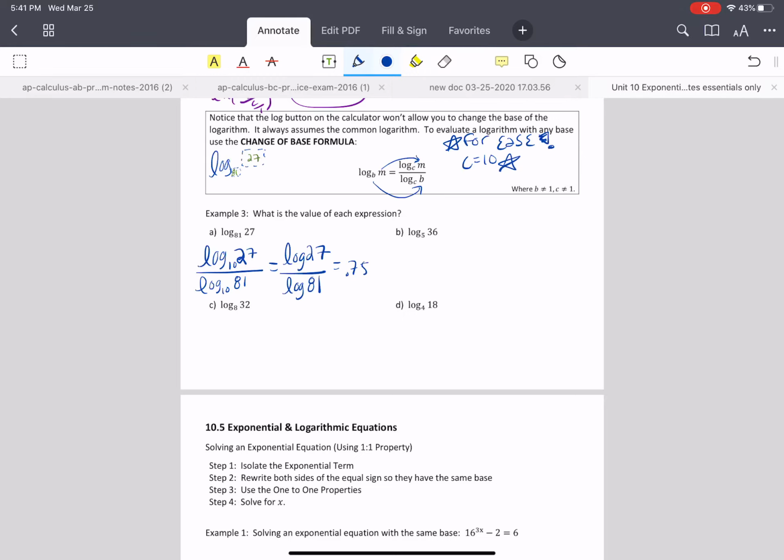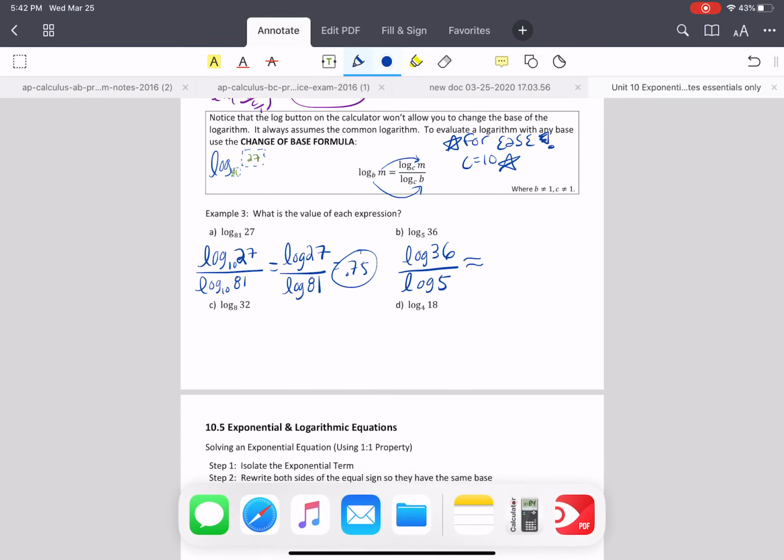And I don't care if you do it decimals or fractions as long as the answer is exact. Okay, let's try one more. So on this one, I would split it into two logs. So log 36, I'm not going to show the first step like I did on A. My common log, if I use c as 10, is just the blank log. So I can just leave it like that. And then over log 5. And then I'm going to put approximate signs this time because that one's not going to be super exact.